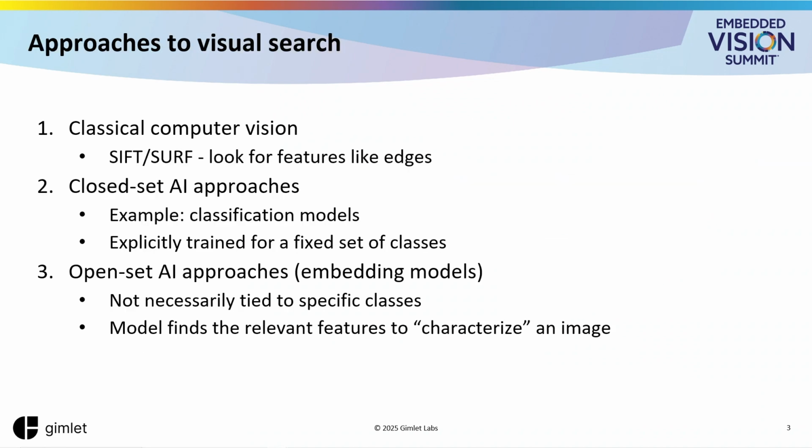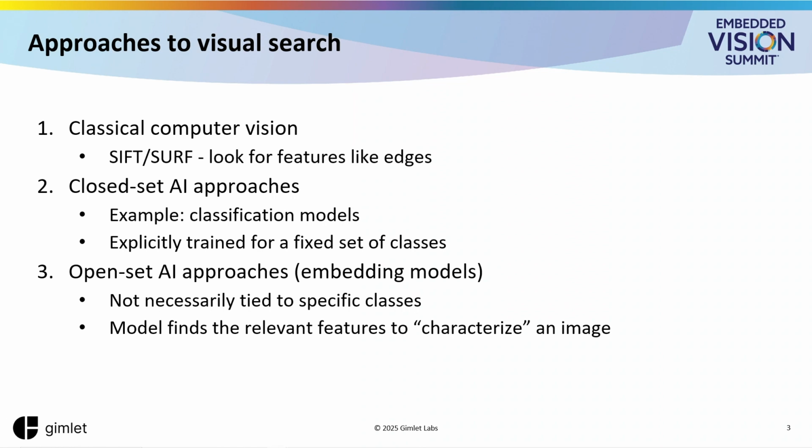There are a number of different approaches to visual search. Before the advent of AI, there were classical computer vision approaches, things like SIFT and SURF. I'm not going to go into those. They generally look for features like edges and things like that to define objects. And they are scale invariant, which is what the S stands for. But those are the pre-AI approaches.